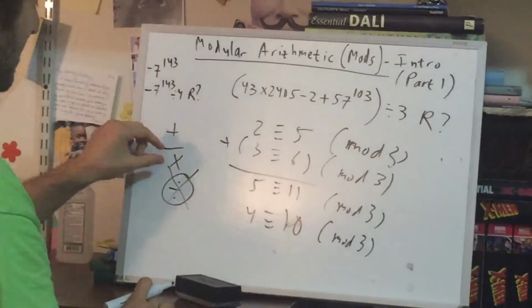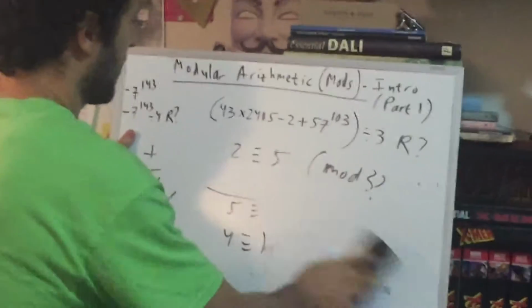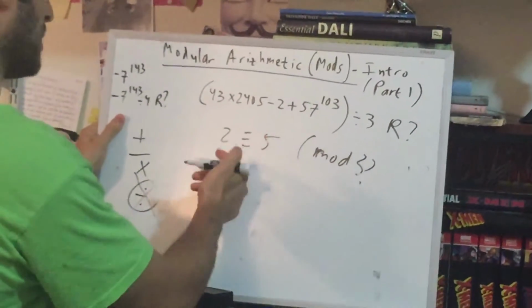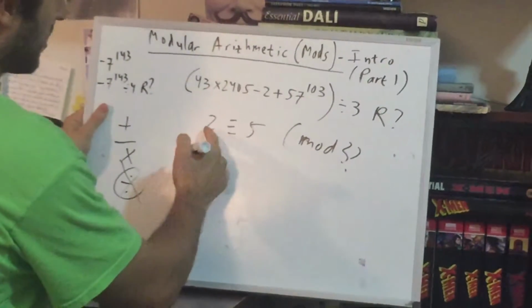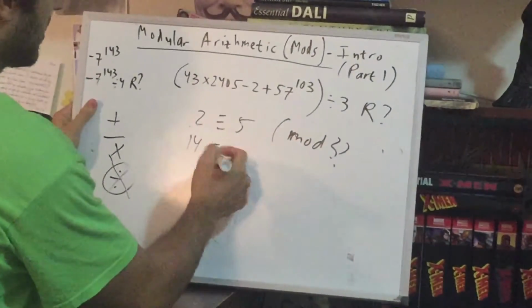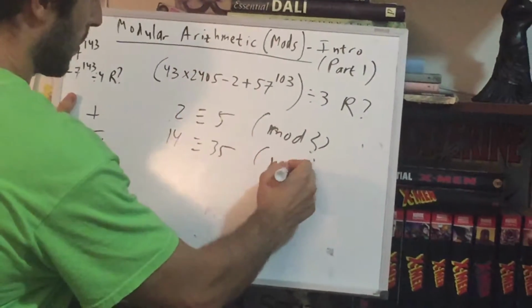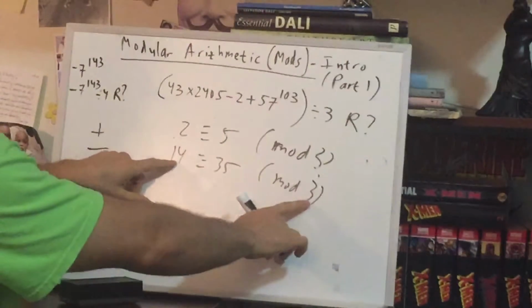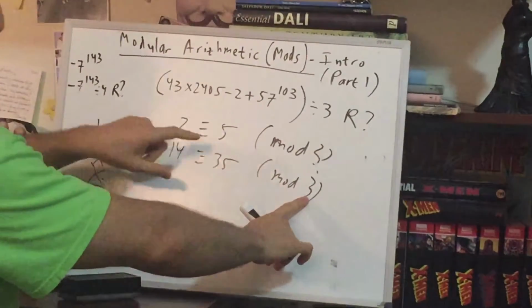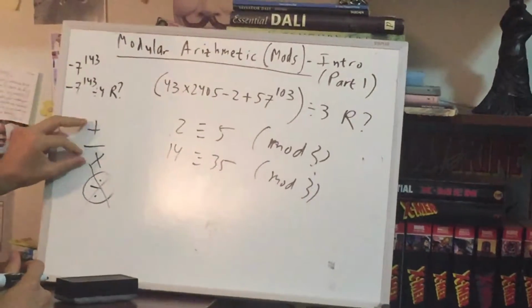Subtraction is fine. Multiplication is fine. So you could multiply both of these by any number you want. Let's say by 7. So by any whole number. So this would be 14, and this times 7 will be 35. And this is still a true statement because 14 divided by 3 leaves a remainder of 2, and that also leaves a remainder of 2. So that's why these operations are fine.